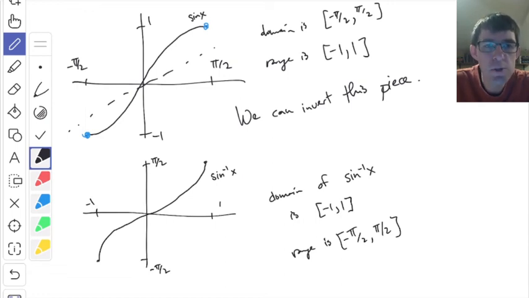Using similar tricks about taking only a piece of it, you can make an inverse cosine and an inverse tangent, but we'll discuss those things next time. I think that's enough for today.